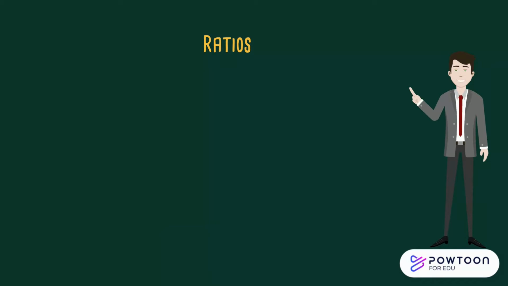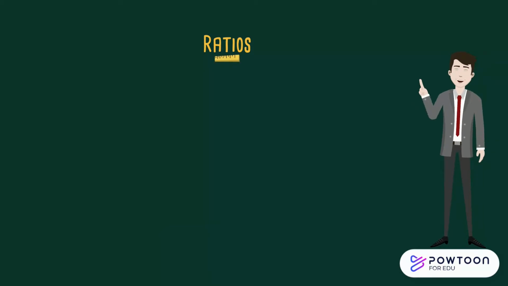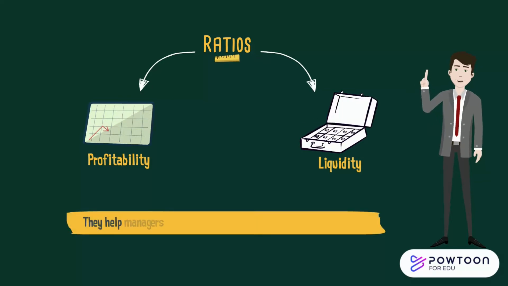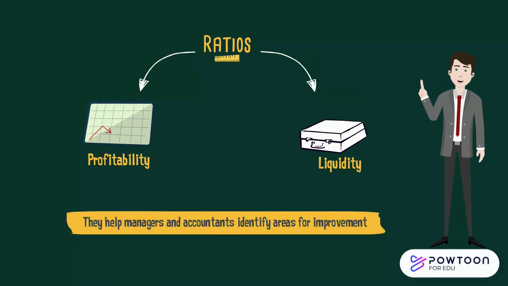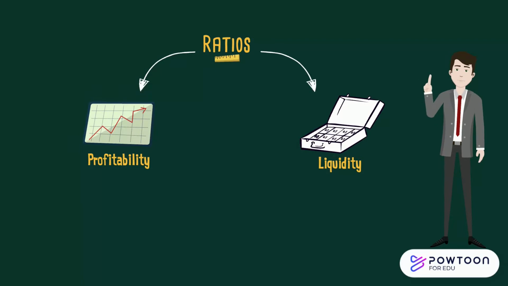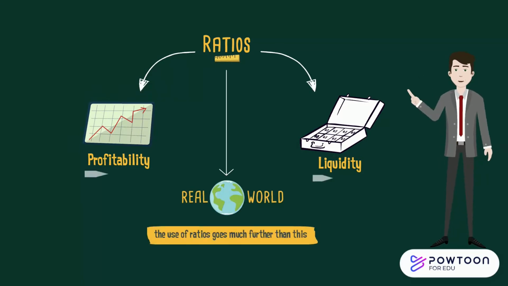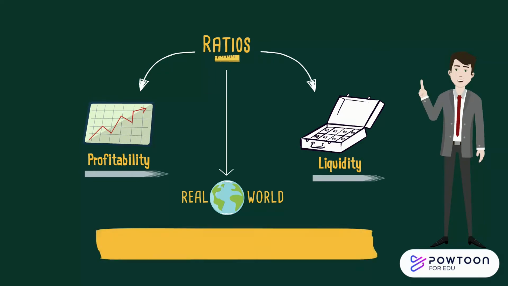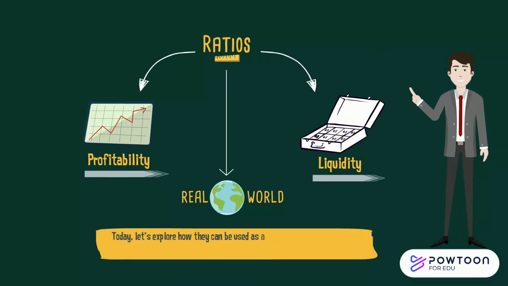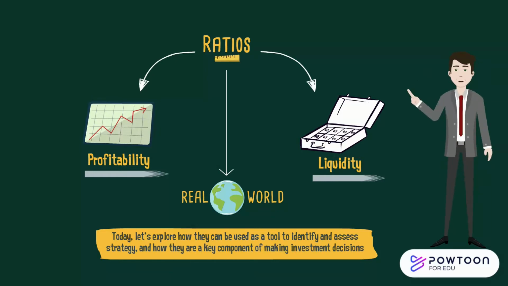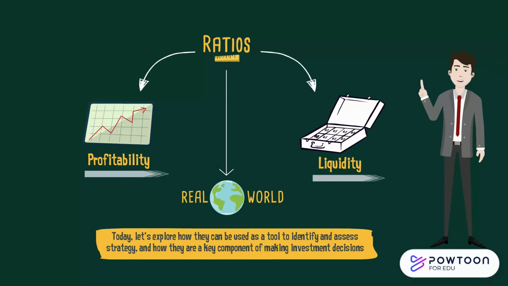Ratios are a useful tool that allow us to explore a firm's profitability and liquidity, and they help managers and accountants identify areas for improvement. But out in the real world, the use of ratios goes much further than this. Today, let's explore how they can be used as a tool to identify and assess strategy, and how they are a key component of making investment decisions.